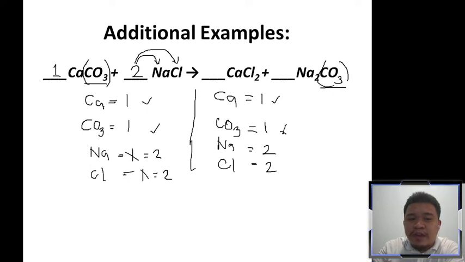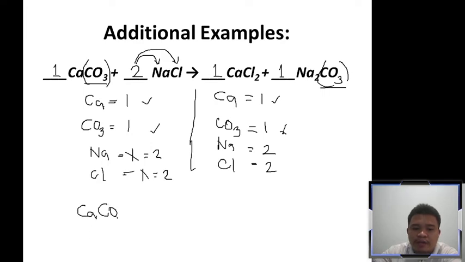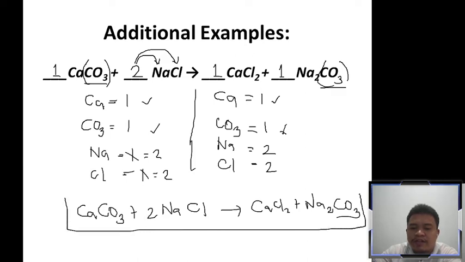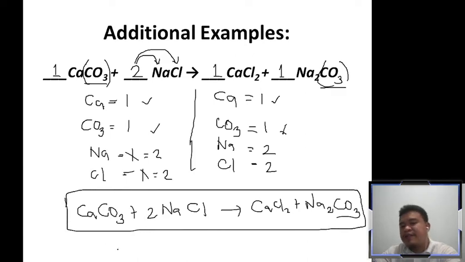So it's understood that this side of the equation has a coefficient of 1, so we can write it as 1 there. As you can see, this is already a balanced equation. So our final balanced equation will be CaCO3 plus 2NaCl yields CaCl2 plus Na2CO3. Let me box that one for you. This is now our final answer.